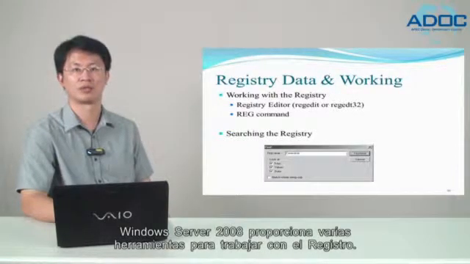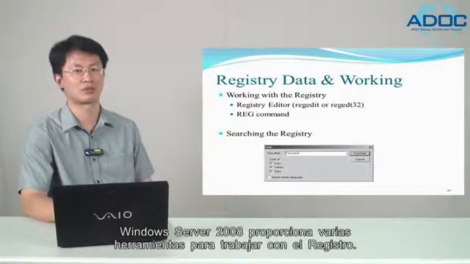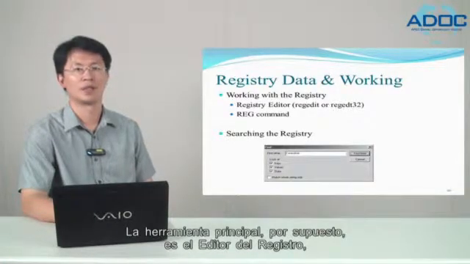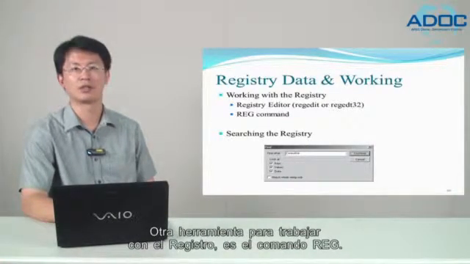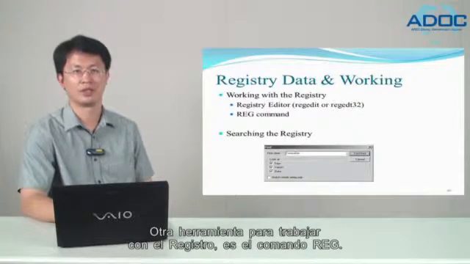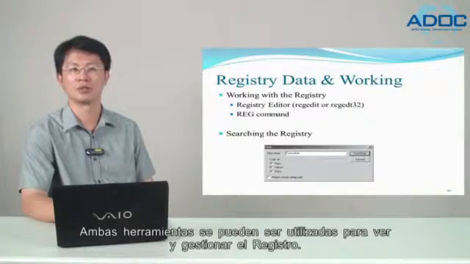Windows Server 2008 provides several tools for working with the registry. The main tool, of course, is Registry Editor, which you start by typing regedit or regedit32 at the command line or in the Run dialog box. Another tool for working with the registry is the reg command, and both tools can be used to view and manage the registry.